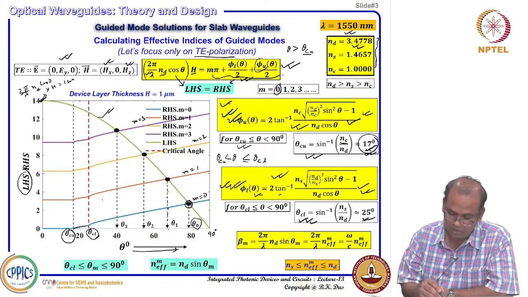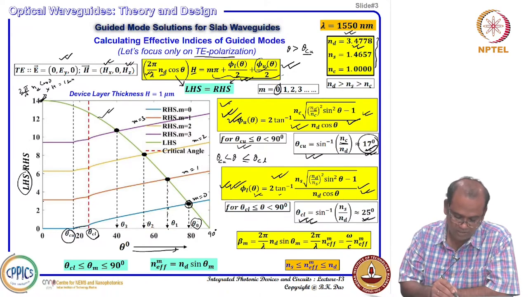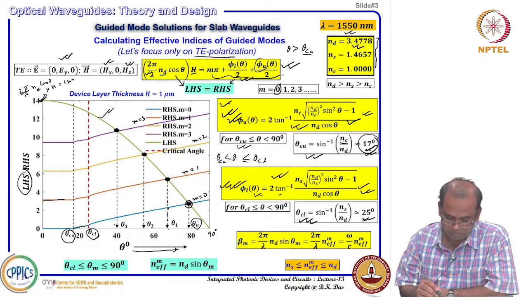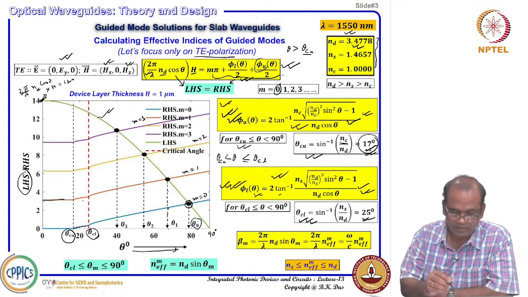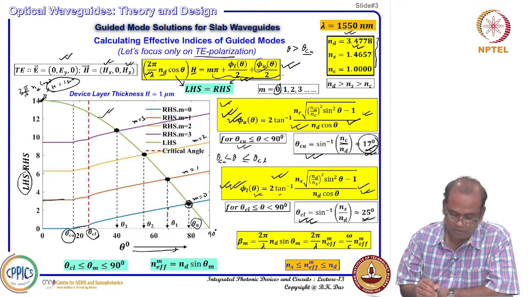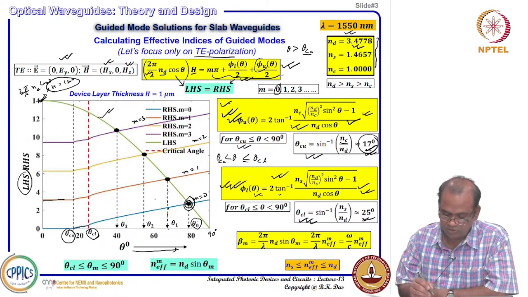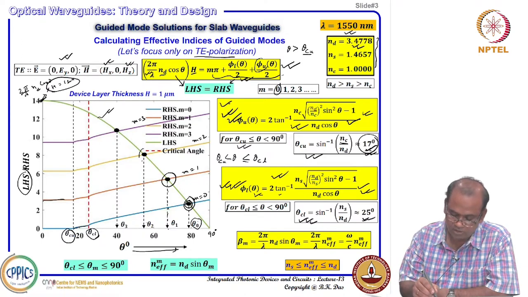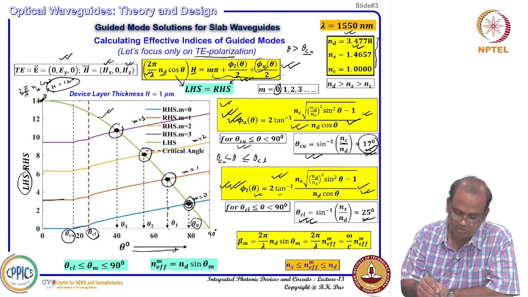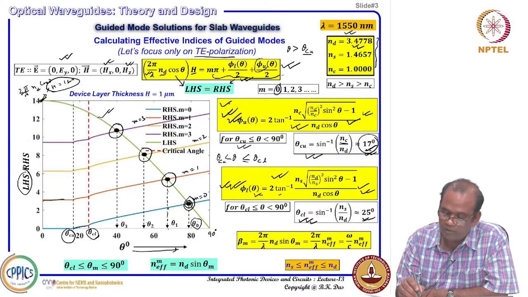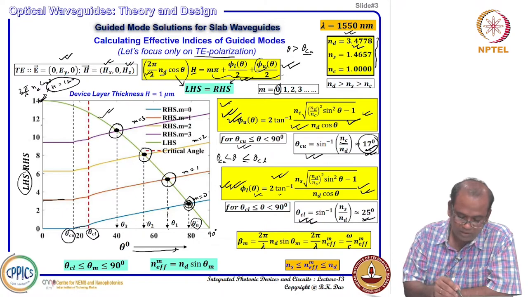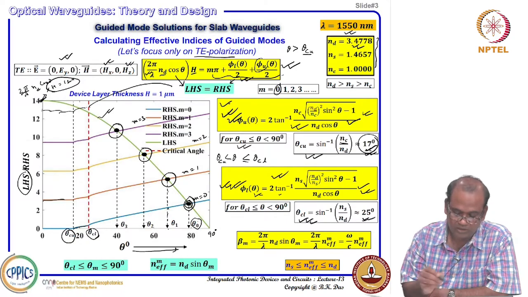So, everywhere when m equal to 1, you are adding pi to this curve, for m equal to 2 again 2 pi, then 3 pi, and so on. So, what I understand is that for h equal to 1 micrometer, we have one solution for m equal to 0, a second solution for m equal to 1, a third for m equal to 2, and a fourth for m equal to 3. We could try one more, m equal to 4, and you would get a curve like this.